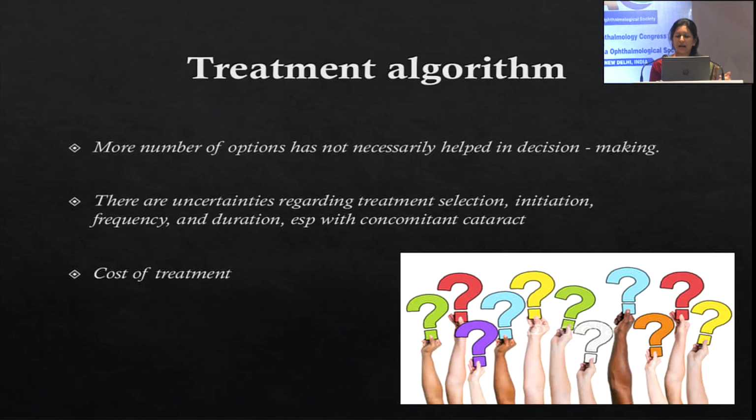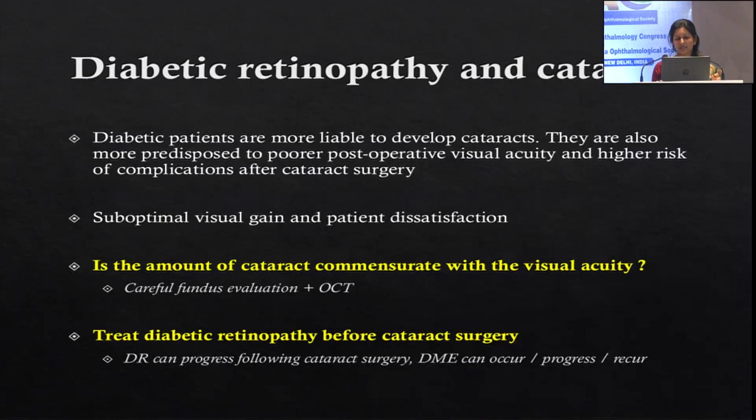In fact, it might have increased our uncertainties. So I'll try to simplify this as much as I can. Diabetic patients are not only more liable to develop cataracts, but they are also predisposed to poorer visual acuity and higher risk of intra-op as well as post-op complications. This is a subset which may have suboptimal visual gain and, in general, dissatisfaction if they've not been counseled earlier.